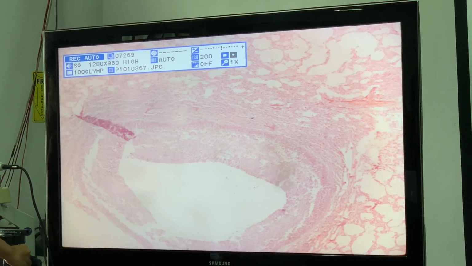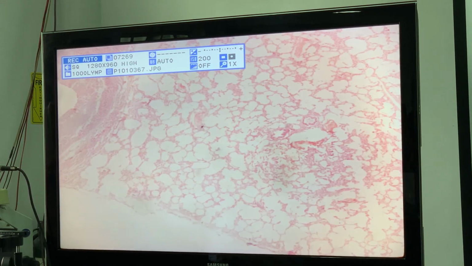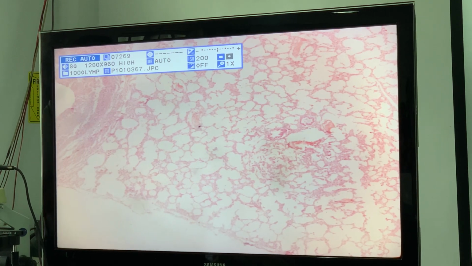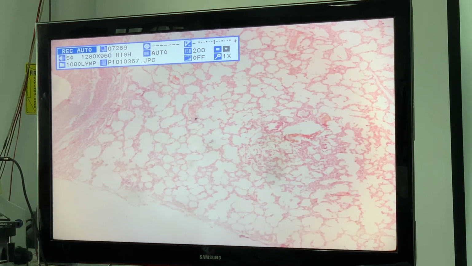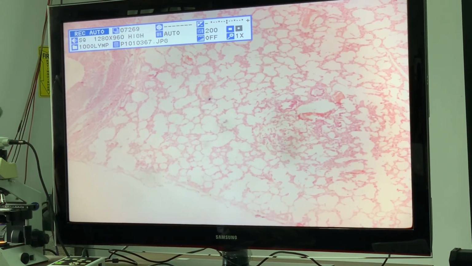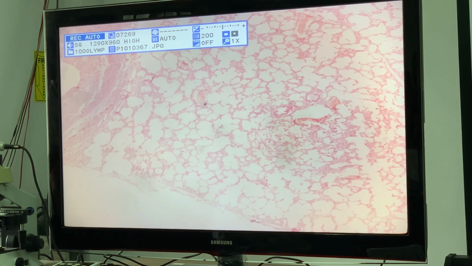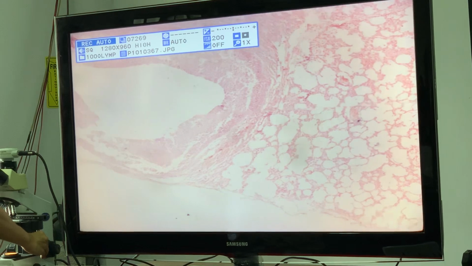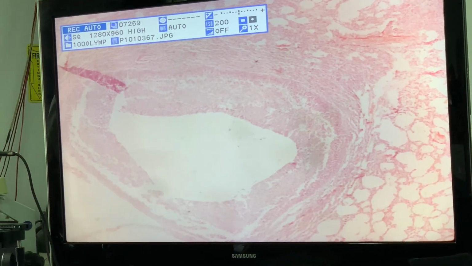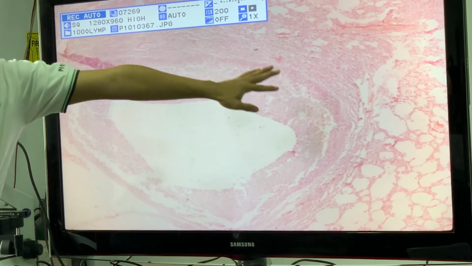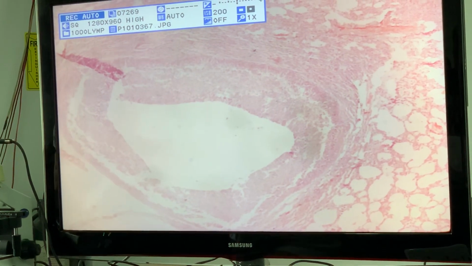First off, what organ is this? It's the lungs. So we have something abnormal here. We'll look and see what it's supposed to be.